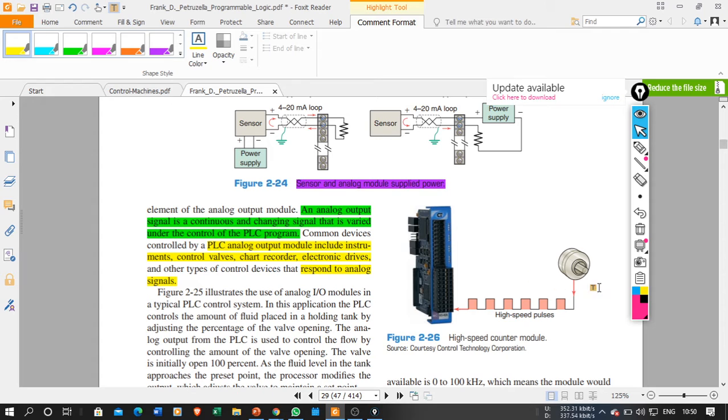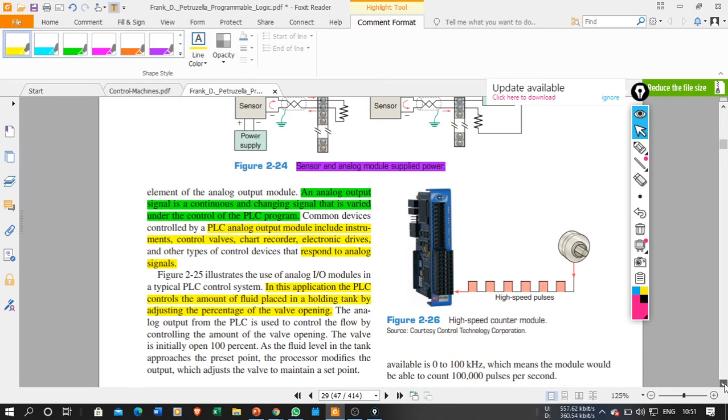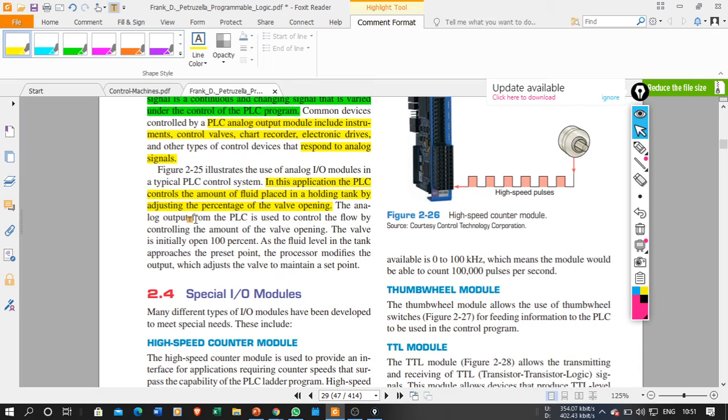Okay, now they have given one module over here, the high speed counter module. Figure 2.25 illustrates the use of I/O modules in a typical PLC control system. In this application, the PLC controls the amount of fluid placed in the holding tank by adjusting the percentage of valve opening. So we need to open and close the valve to maintain the amount of fluid in the tank. The analog output of the PLC is used to control the flow by controlling the amount of valve opening.